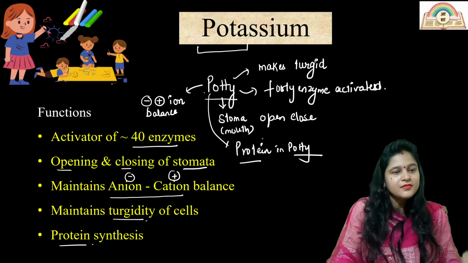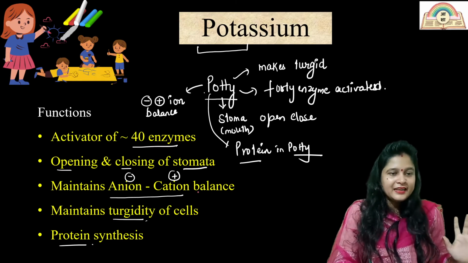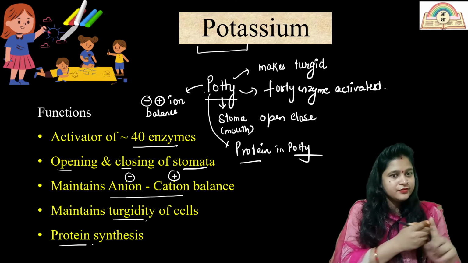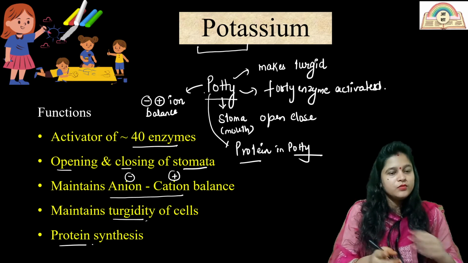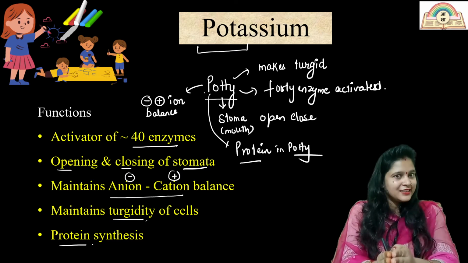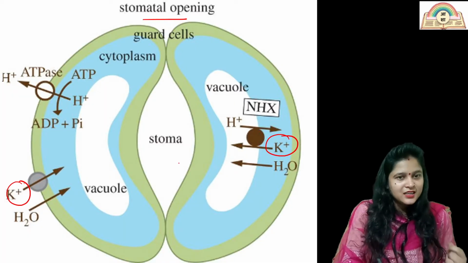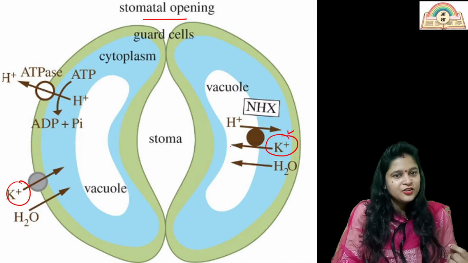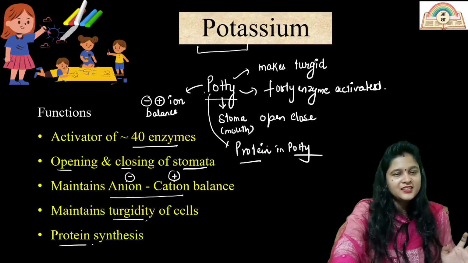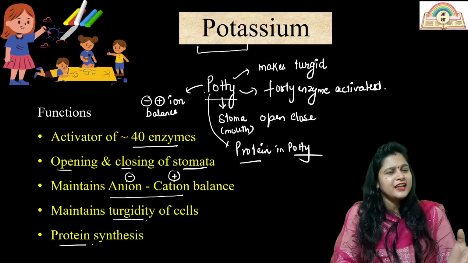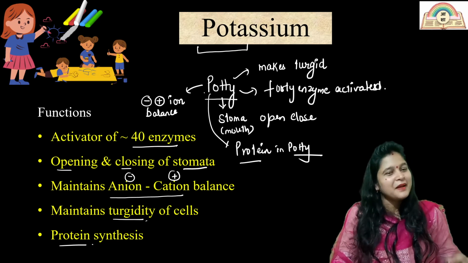It maintains anion and cation balance. Anion means negative, cation means positive. So negative ions and positive ions balance inside the cell. You can see these ions are involved here, right? We will study this in detail later at the respective topics.